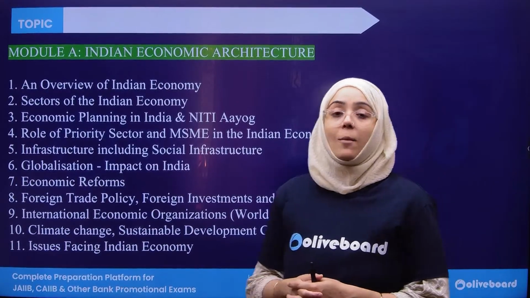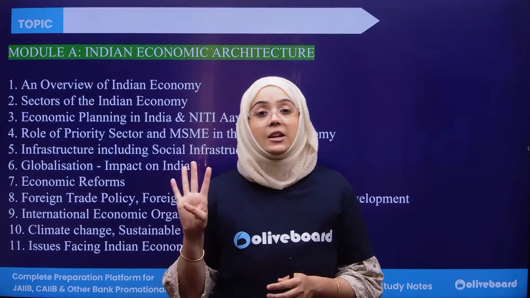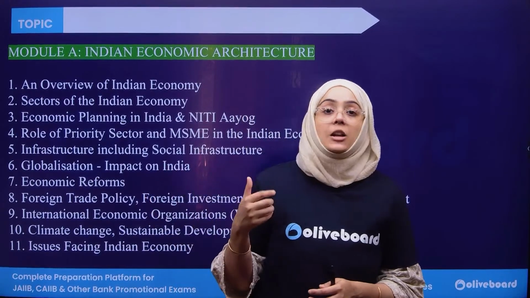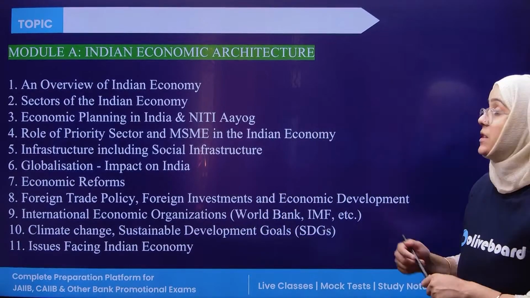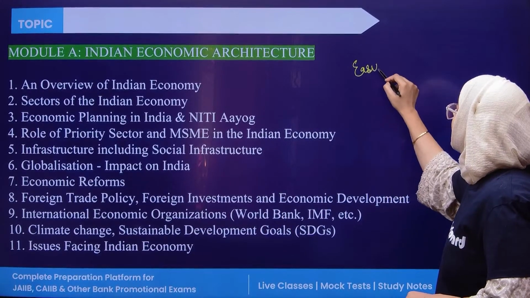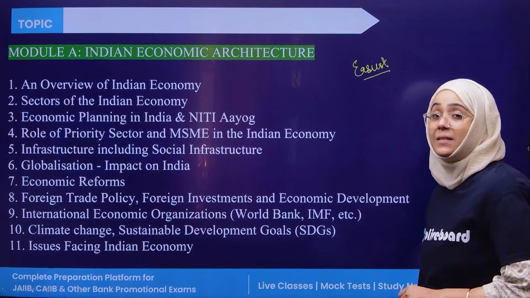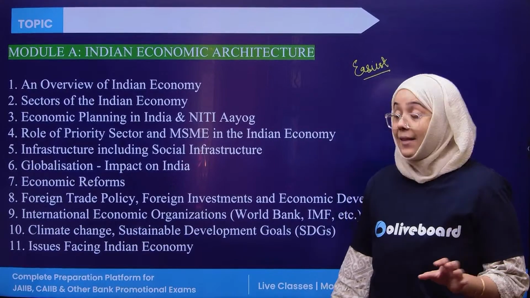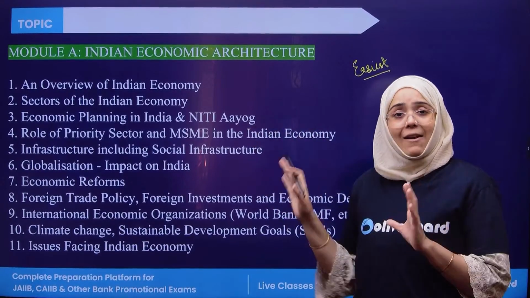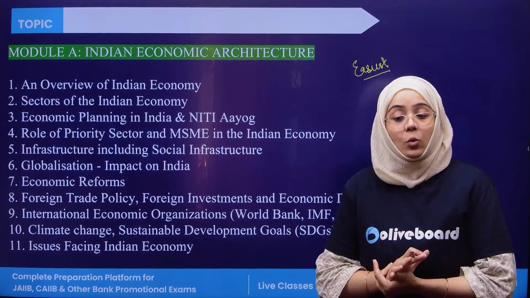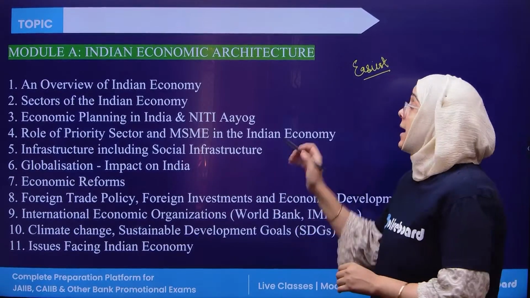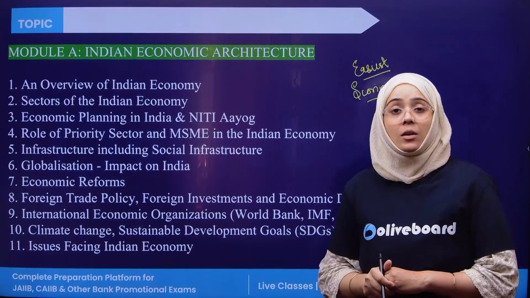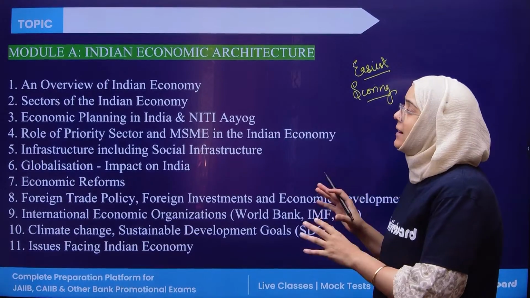The complete Indian Economy and Indian Financial System subject is divided into 4 modules: A, B, C, and D, right? Now module A is Indian Economic Architecture, which, from my point of view, is the easiest module of the complete syllabus. Yes, you will find there are 11 chapters in the first module, and it is the easiest module. It is very scoring, right? And you will find them very easy.